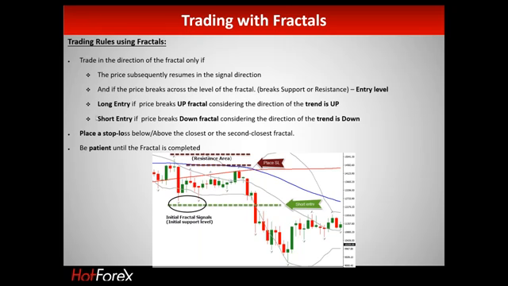You will have a long entry if your price breaks the up fractal, considering of course that the direction is upwards. You will have a short entry if the price action breaks the down fractal, considering of course that your trend is going downwards, confirming that your trend is going downwards. Now, where shall I place my stop loss?